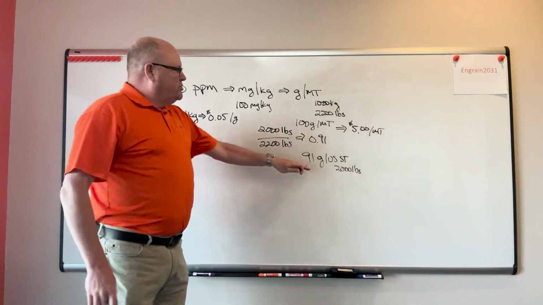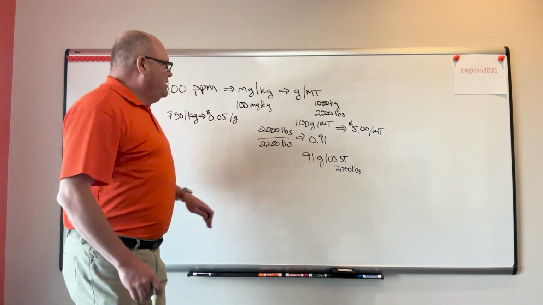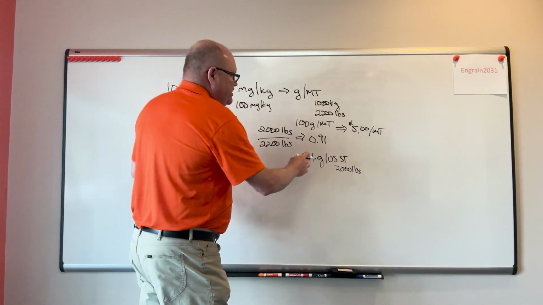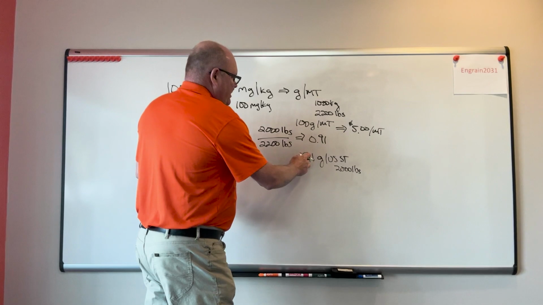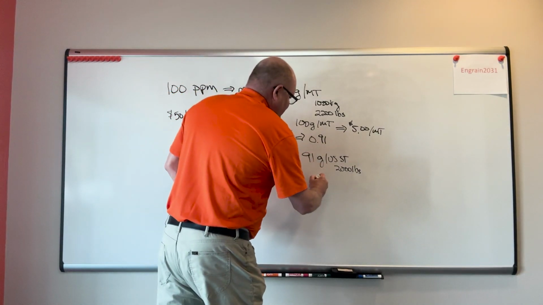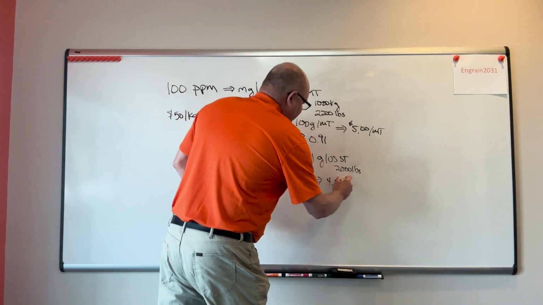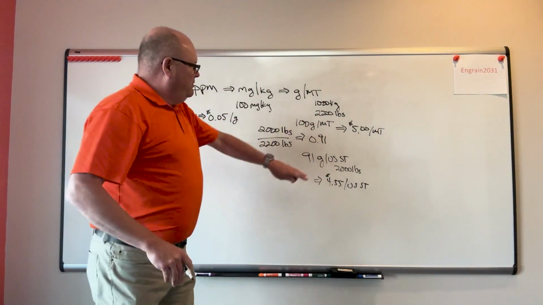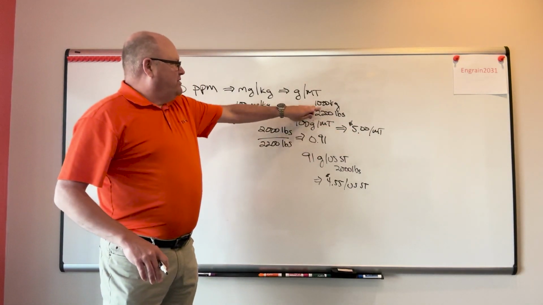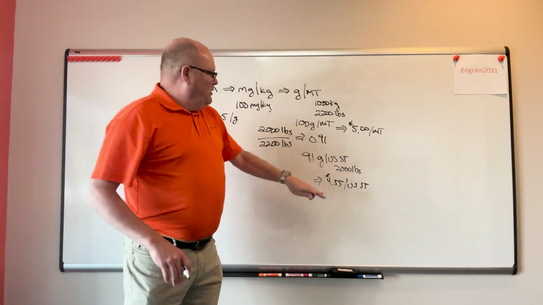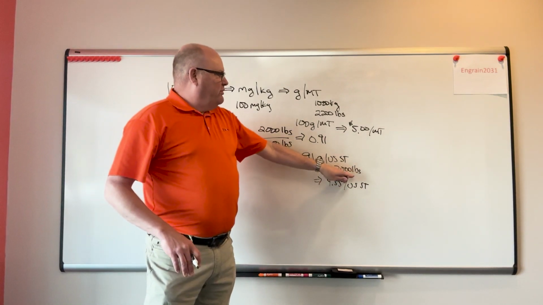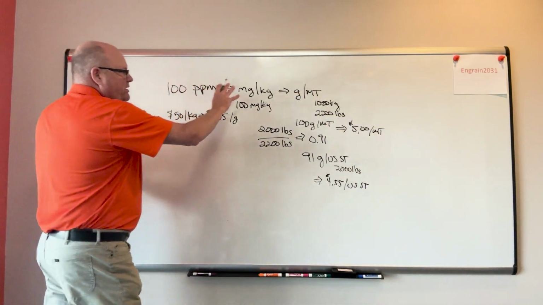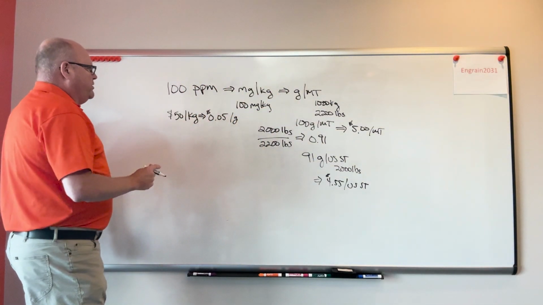Now we can get to the cost of a short ton a couple of different ways. If we already know this, we can simply take $5 times 0.91, and that's going to be $4.55 a US short ton. So $5 if we're adding it to 1,000 kgs or 2,200 pounds, or $4.55 if we're adding it to only 2,000 pounds.